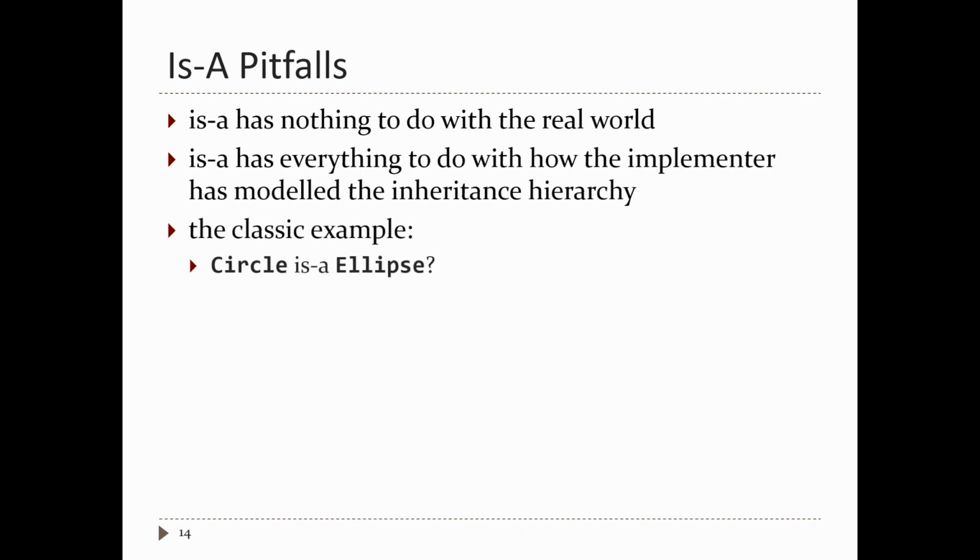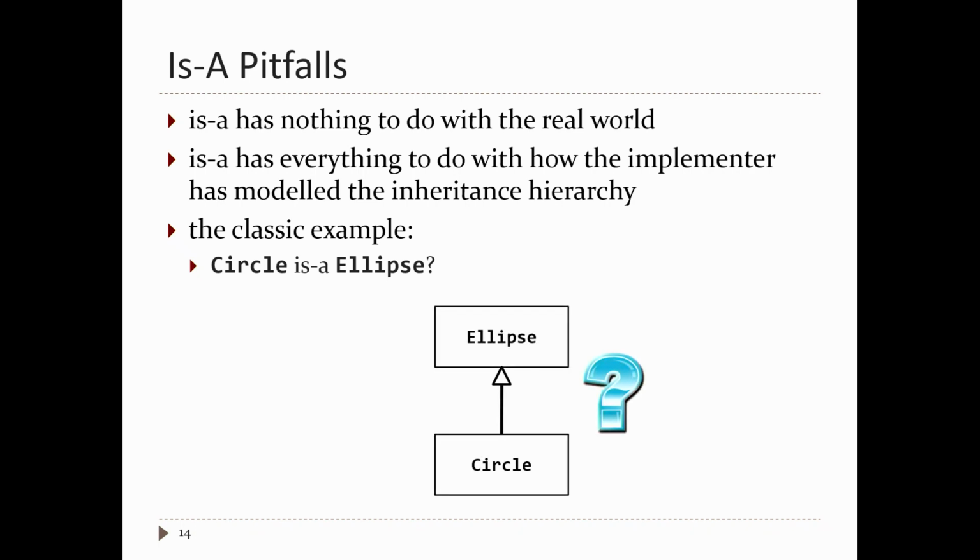So the classic example, the standard example that's always used to teach what not to do, or when not to use inheritance, is: is a circle an ellipse or not? So if I want to implement a hierarchy of classes for shapes, you might implement an ellipse class. And then you might say, well, hey, mathematically a circle is an ellipse, so I should have my circle class inherit from my ellipse class. Now the question is, is this the right thing to do? And the answer is maybe. It's not yes, it's not no. So it's maybe.